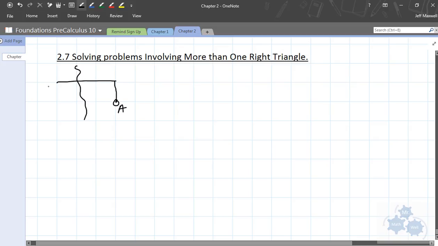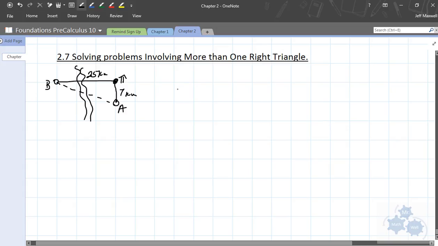point A, and we've got point B, and we know that this station right here, maybe this is a lookout station or something, and there's a fire over here at B and a fire over here at A, and you're given that this is 25 kilometers and this one is 7 kilometers, and you're wondering how far the two forest fires are, how far are the fires away from each other, right? So this is a simple kind of question with one right triangle.